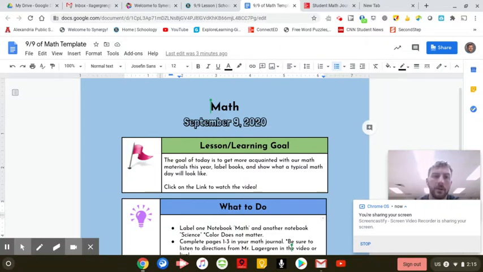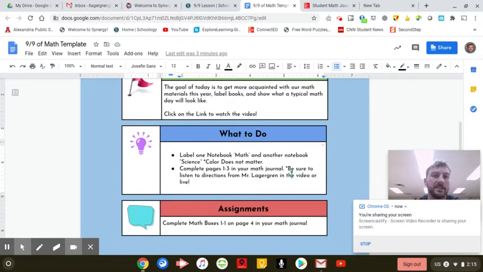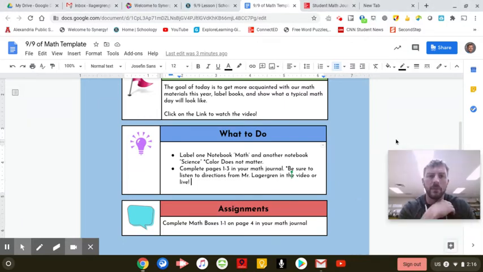So first off, in your supply list, you should have had 7 notebooks. At some point, I need you to label one of those notebooks math and another one science. Doesn't matter which color you choose, but make sure those are labeled, one for math, one for science. We're going to use that science one today at some point, but you'll need those later on for sure.